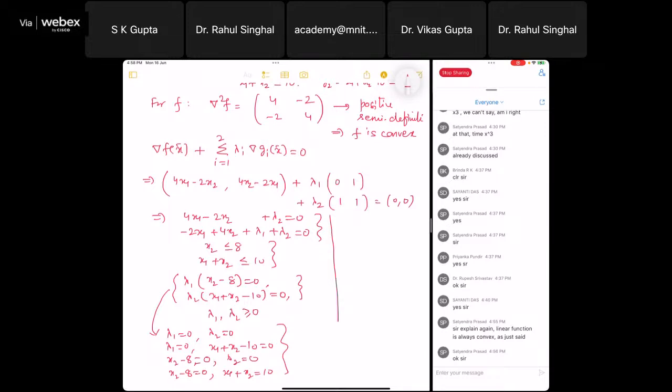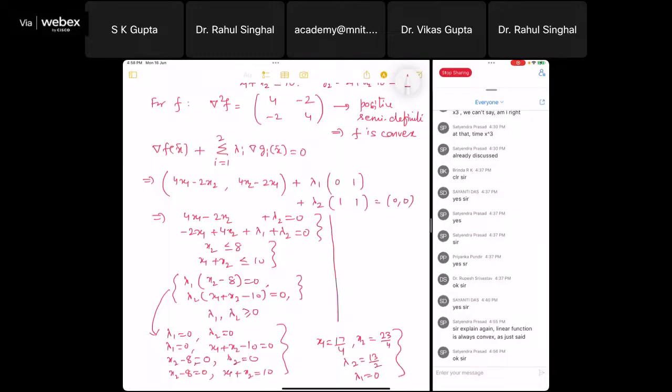In this case, it is obtained when lambda 1 equal to 0. It is this point: x1 equal to 17 by 4, you can check, x2 equal to 23 by 4, and lambda 2 is basically 13 by 2, and lambda 1 is 0.